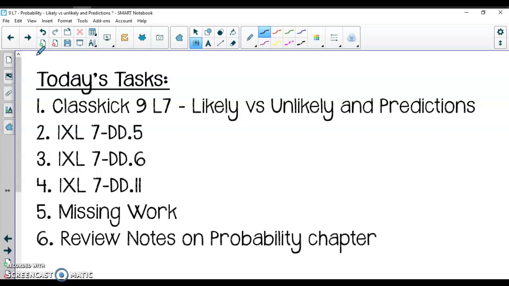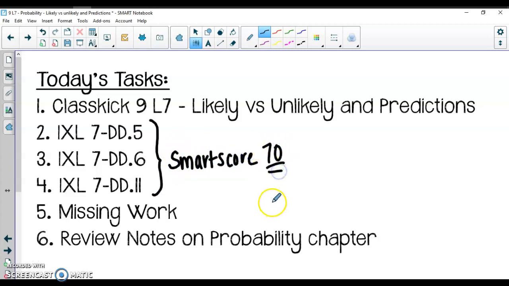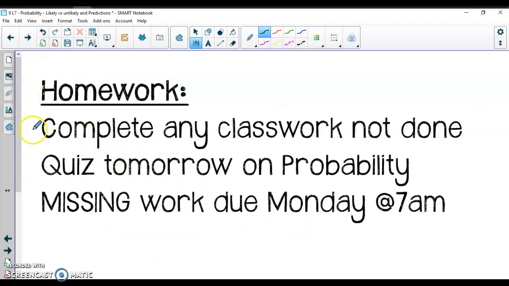Things are going to show up green if you have them correct. You also have then 3 IXLs that are right here. These we are going to be going to a SMART score of 70 for today. And then we have any missing work that you have to do. And then I ask you to go back and review your notes on our probability chapter, because tomorrow we do have your probability quiz. So your homework for tonight in your assignment book, complete any classwork that's not done from today, including the class kick and the 3 IXLs.